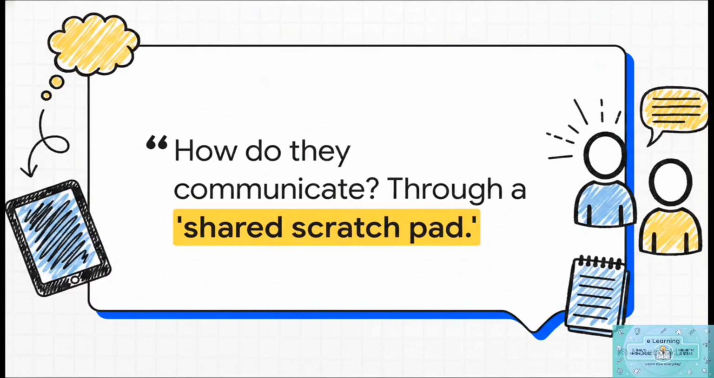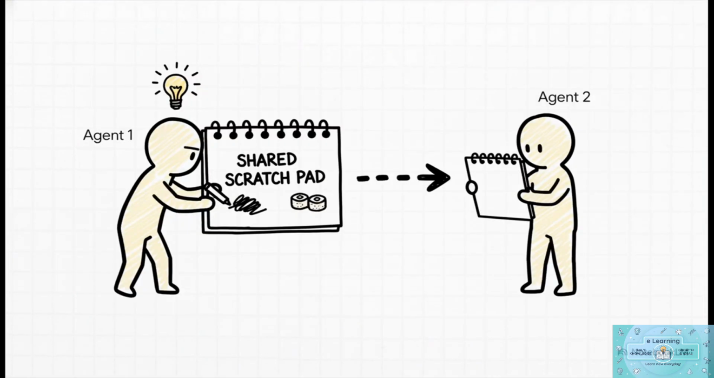How do they talk to each other? Well, they use this really simple but brilliant little mechanism called a shared scratchpad. You can literally think of it as a digital sticky note. The first agent finds that sushi restaurant and just jots down the address on this shared scratchpad. Then, when it's the second agent's turn, it just looks at the scratchpad, reads the address, and does its job. It's a simple, short-term memory for the whole system.